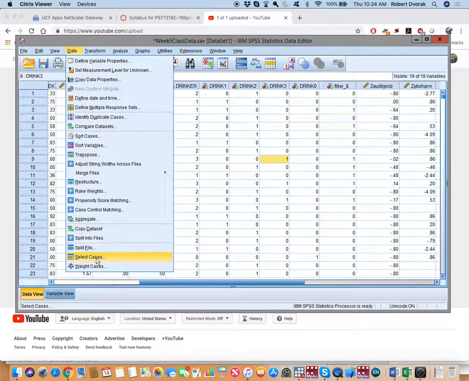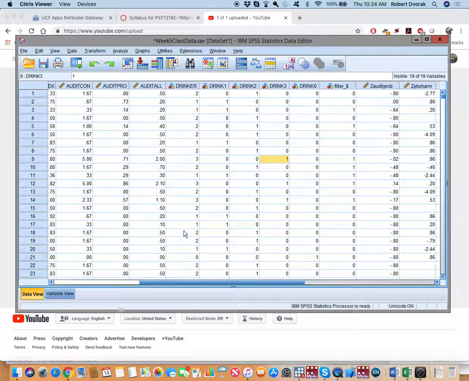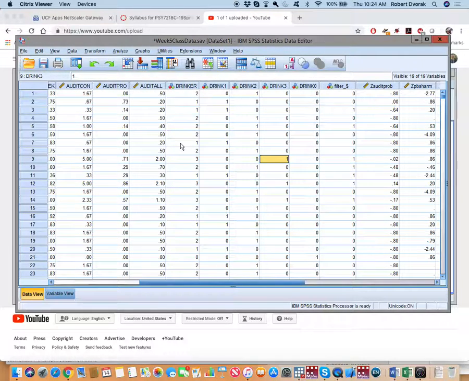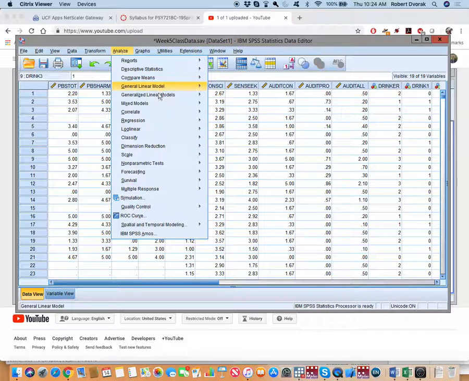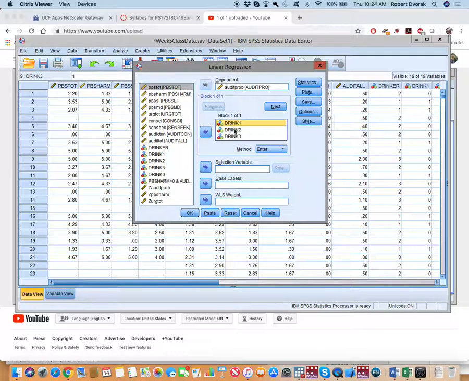Data, select cases, all, okay. Actually, also on that last thing you were looking at, if it's only drink 1, I think that has different numbers. All the rest of them are the same, so it's probably something that's different between our drink weight. Something has to be there because the rest of the numbers are the same. All right, analyze, regression, linear. I have drink 1, drink 2, drink 3. Audit prob, right?